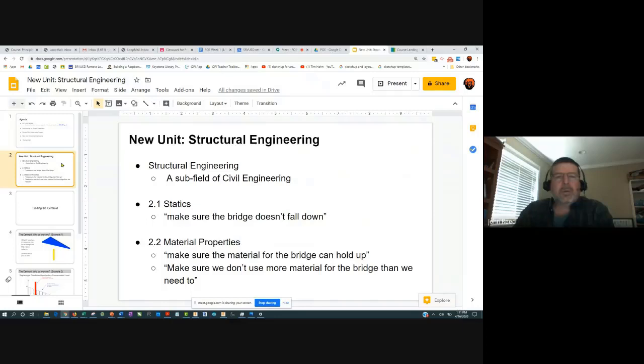Okay, so what about this new unit? We're going to leave behind, out of necessity, the robots, and we're going to move on to this new unit. This is a unit which I usually do in the fourth quarter because there's a little more math involved. So folks who are in geometry, say, have an opportunity to see some trigonometry before we go into this unit. So structural engineering, it's a subfield of civil engineering, building things like bridges and buildings. And 2.1 is statics, and basically that means make sure the bridge doesn't fall down. Quick and dirty definition of what we'll be doing there, using Newton's laws to make sure that everything's in equilibrium.